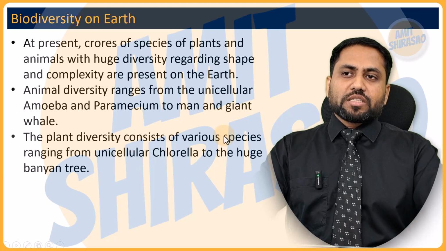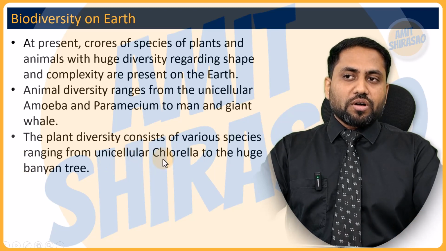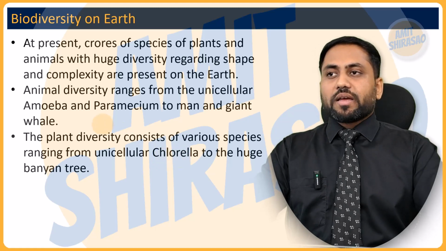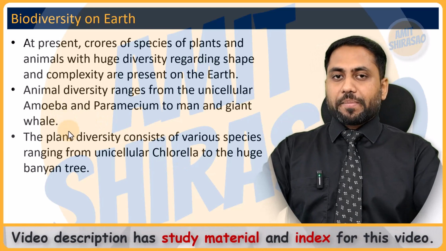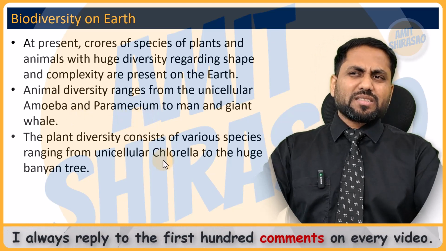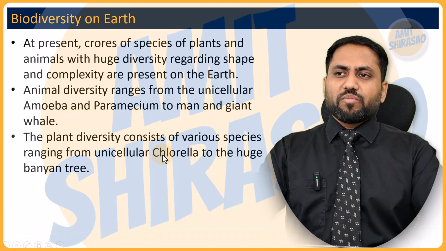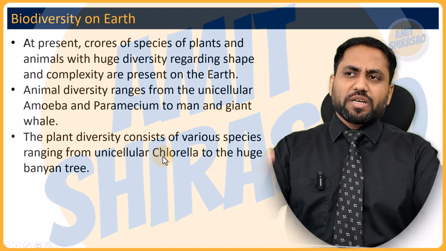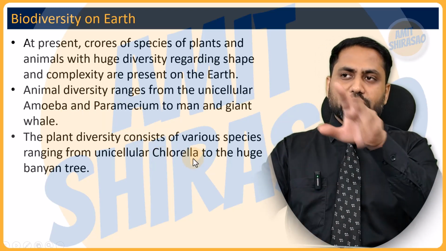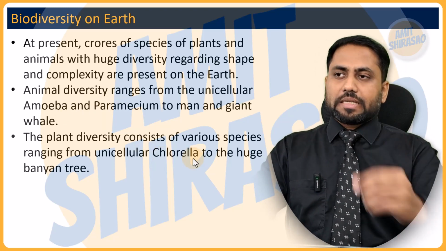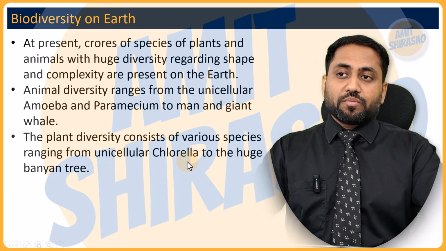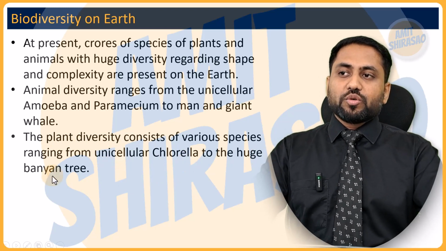The plant diversity consists of various species ranging from unicellular chlorella. So chlorella is the unicellular plant, and amoeba is a unicellular animal. Paramoecium is a unicellular animal. Okay, these things are more for the NEET students, less for the 10th standard students, but still you should be aware. Amoeba, Paramoecium, these are animals. Chlorella is a plant, and all these three are unicellular, having a single cell. Plants also have a lot of diversity, starting from unicellular chlorella to huge banyan trees.